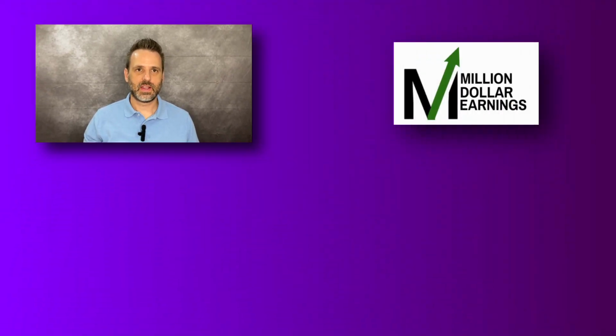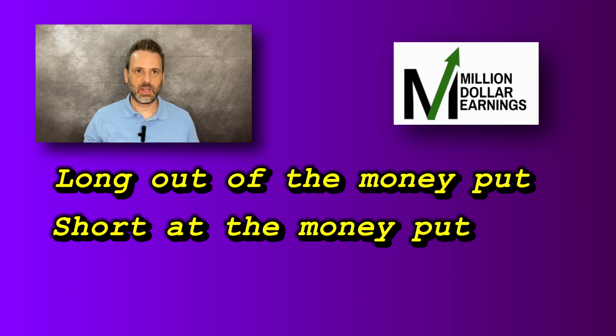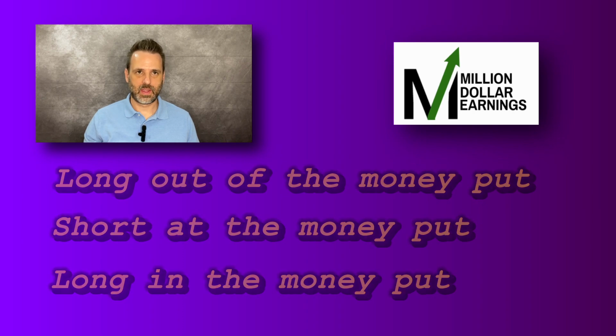As I mentioned a moment ago, the skip strike butterfly is a position consisting of three puts. These include a long out of the money put, a short at the money put, and a long in the money put. For the sake of keeping things brief and covering as much trader terminology as possible, I'll sometimes refer to these by their abbreviations: OTM, ATM, and ITM. Now let's go over each one in a little more detail.